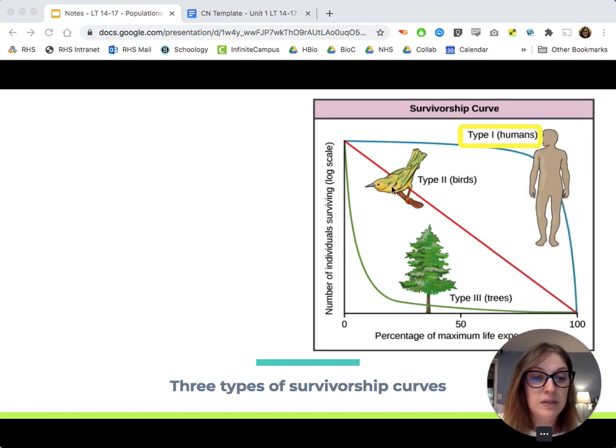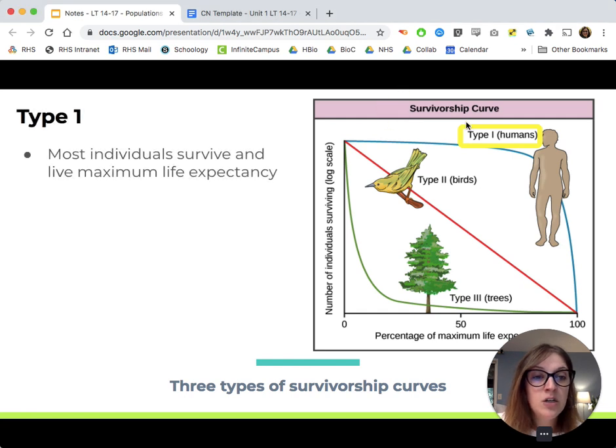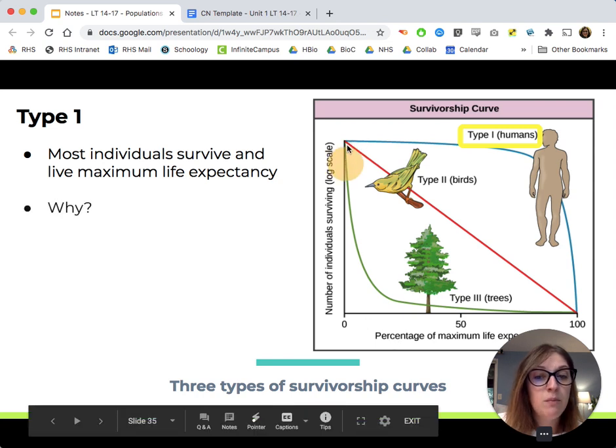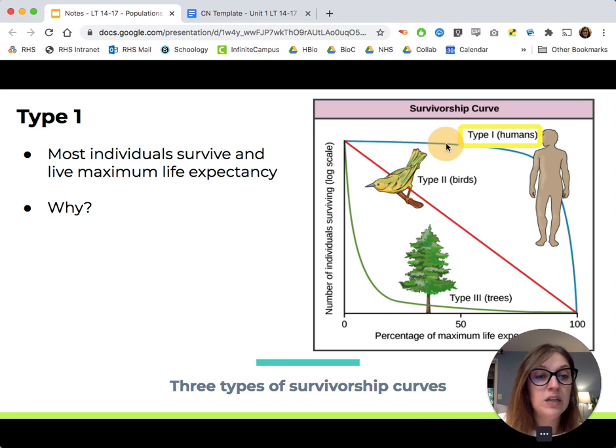So first, let's start by taking a look at this graph. You'll be illustrating this graph using different colors and you'll be labeling it. We're going to start with exploring type 1 survivorship curves. In a type 1 survivorship curve, if you look at this axis, it says number of individuals surviving, and this is life expectancy. So we have a lot of individuals surviving for a really long period of time.